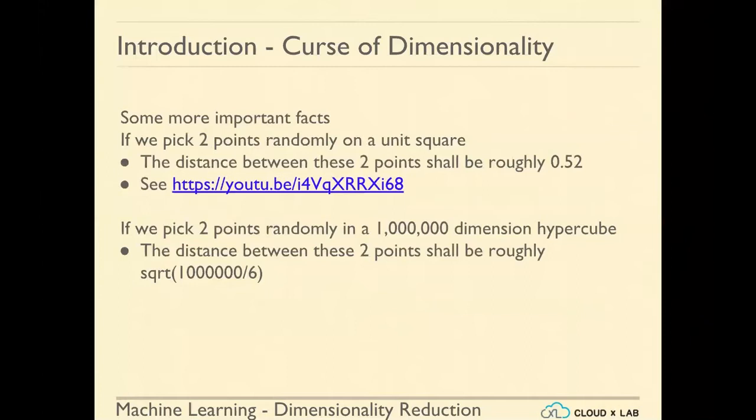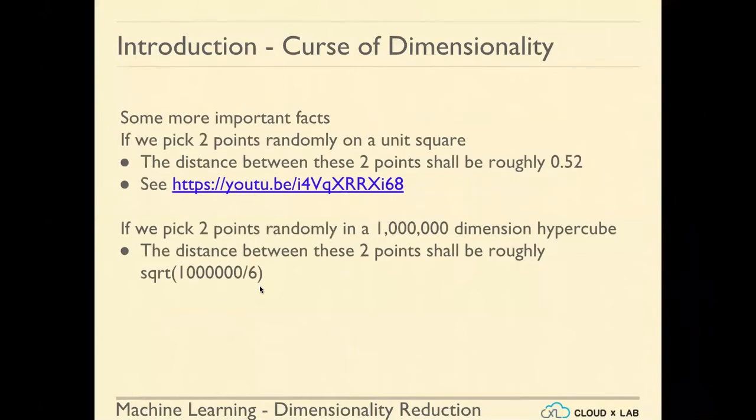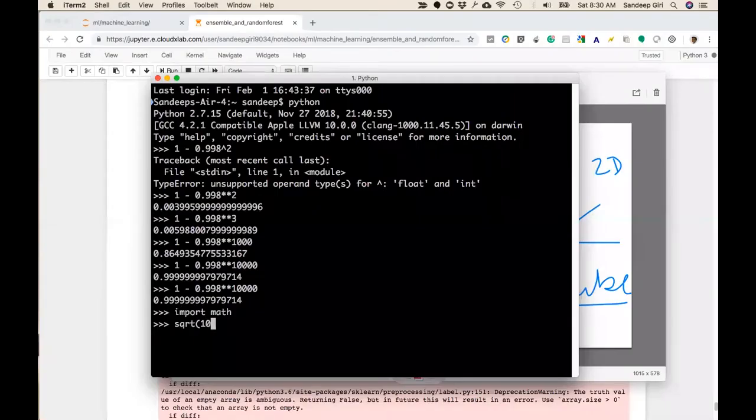The second part is that if we pick 2 random points on a unit square, the distance between these 2 points is somewhere around 0.52. You can take a look at how to compute it. Now, if you pick 2 random points in, let's say, a 1,000,000-dimension hypercube, the distance between these two shall be roughly this much: the square root of 1,000,000 by 6. And how much is that? Square root of 1,000,000 by 6.